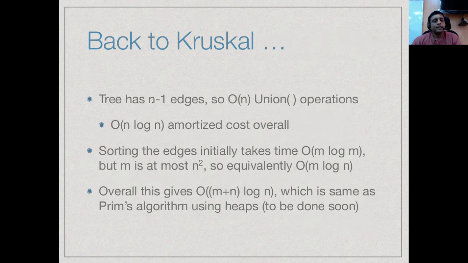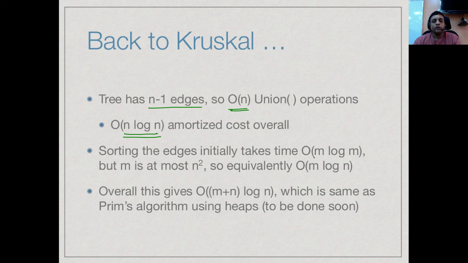Since the tree has only n minus 1 edges, we will only add n minus 1 edges out of the total set to form the spanning tree. Therefore we have order n union operations to perform overall, and we know that for any m operations it will take m log m. So for n operations we have an overall amortized cost of n log n. Maintaining the partitions and adding them takes n log n.